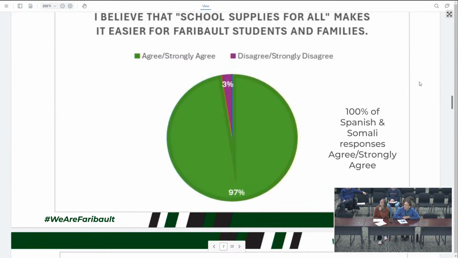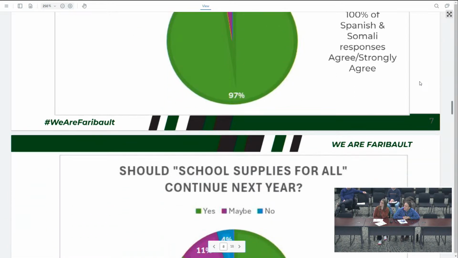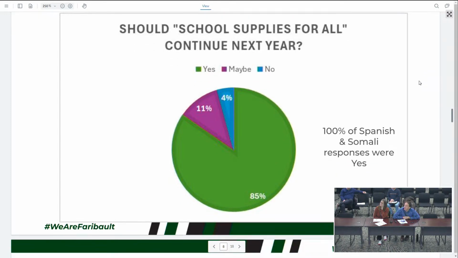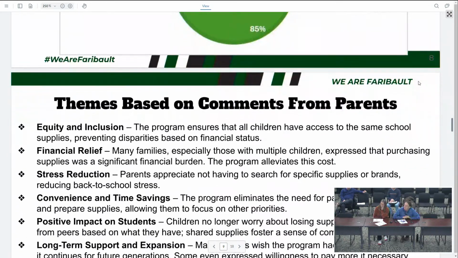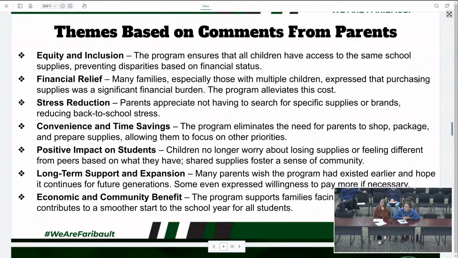"I believe School Supplies for All makes it easier for Faribault students and families": 97% of parents agreed with that. And "I believe School Supplies for All should continue next year": 4% said no, but 96% said yes or maybe. So that was the snapshot of what we received from parents.